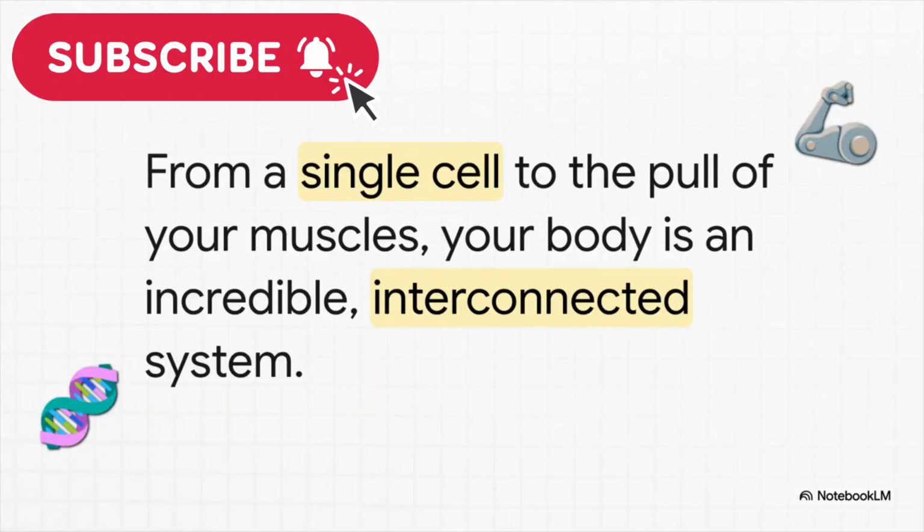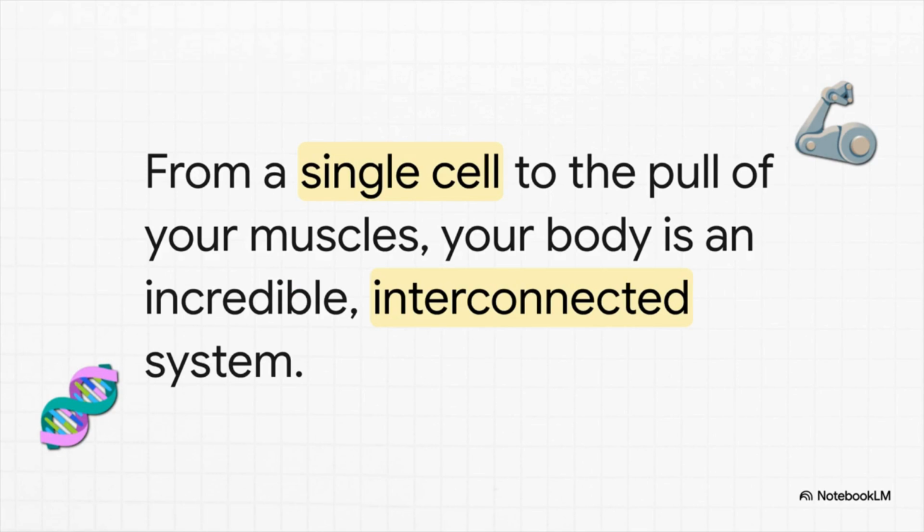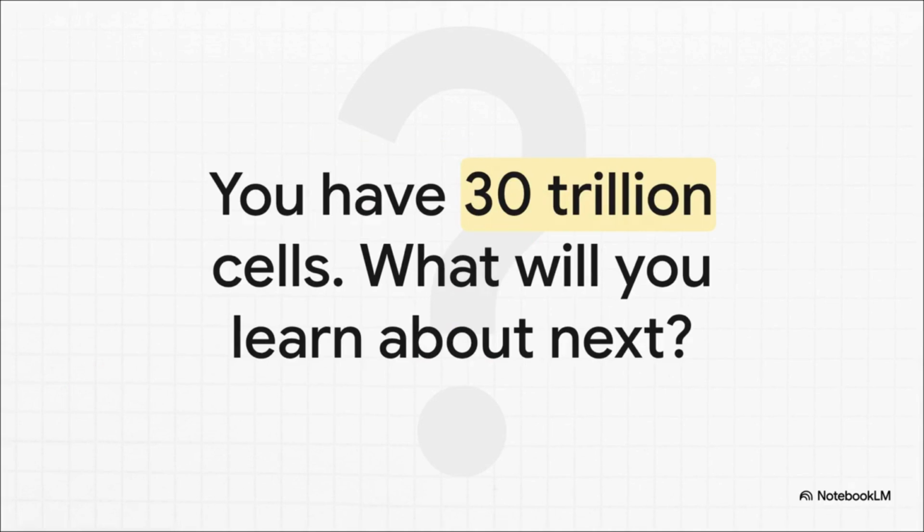In just a few minutes, we've literally traveled from the DNA tucked inside a single nucleus all the way up to the complex, coordinated pull of muscles on bone. It just goes to show you the human body is truly an incredible system of interconnected systems. Just take a second to think about it. Your body is made of roughly 30 trillion specialized cells, all working together in perfect harmony right now as you're watching this. It's a staggering thought.